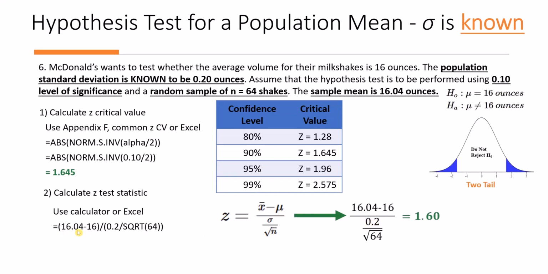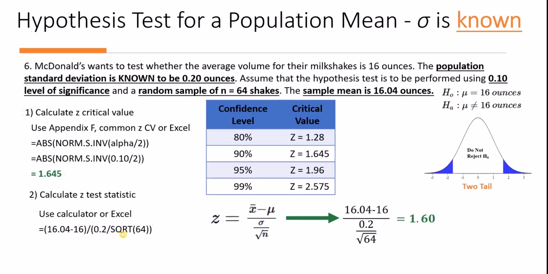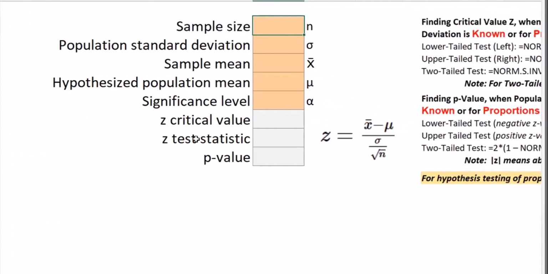Here is the formula to do this in Excel. Our sample size is 64, the population standard deviation is 0.20, and our sample mean is 16.04. What is our hypothesized population mean? We're hypothesizing that we have 16 ounces filled, so we use the number in our hypothesis statement, which is 16. And the significance level is given to us, so we'll just plug in the 0.10.